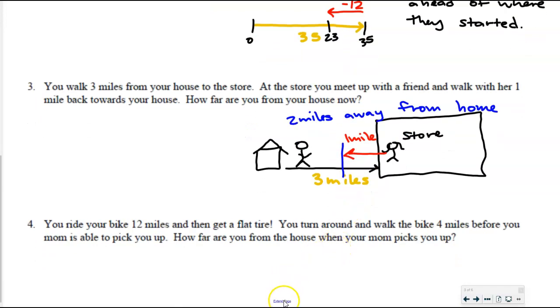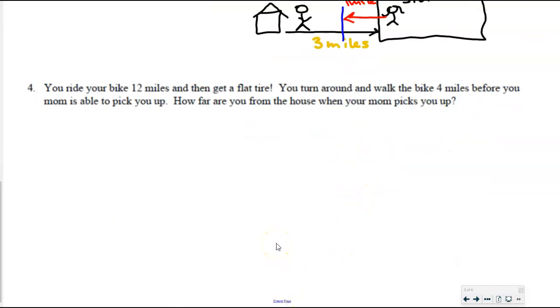And this last one is the worst situation of all. You bike 12 miles and then get a flat tire. You're 12 miles away from your house. When this happens, I don't even think I want to attempt a bicycle. I'm not going to attempt a person on the bicycle. Here's the bicycle, and here is my house again. But my bike is now 12 miles away from the house.